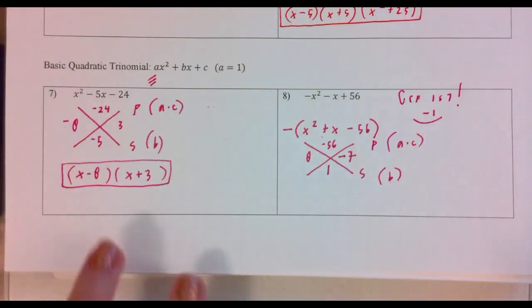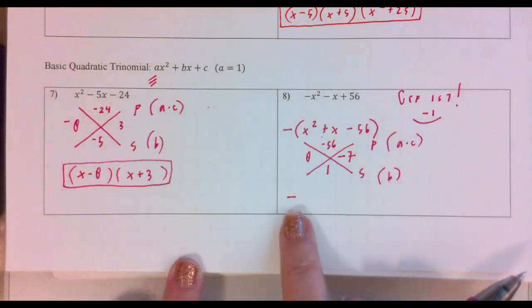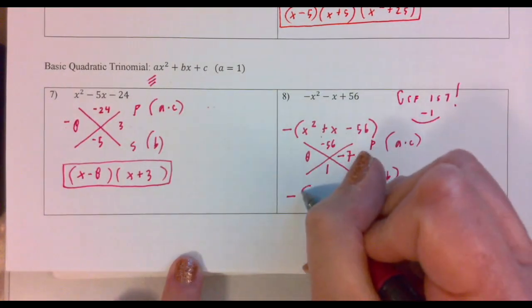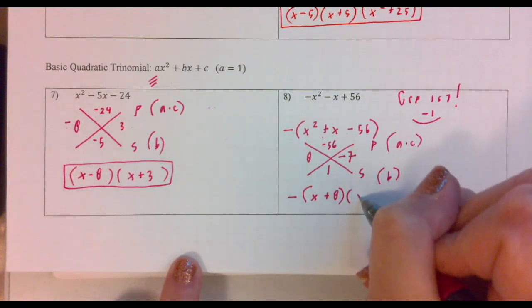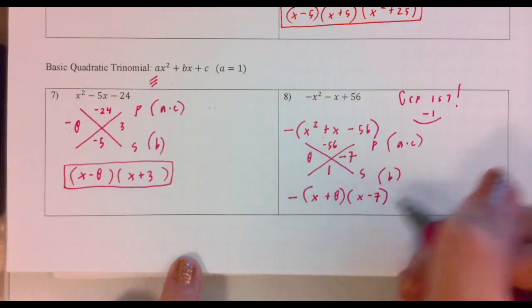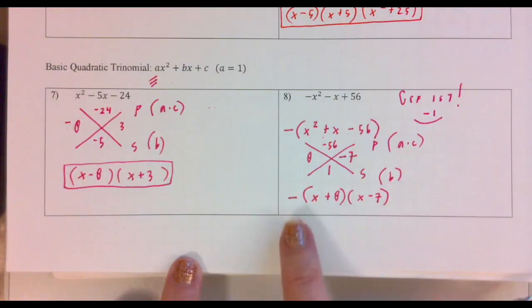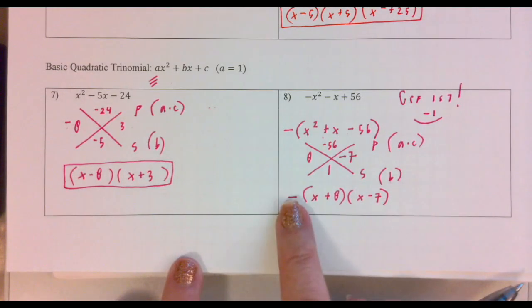So when I write my answer, the negative 1 has to go first, but then it doesn't matter where you write the x plus 8 or the x minus 7. These could be flip-flopped, but that negative 1 goes first.